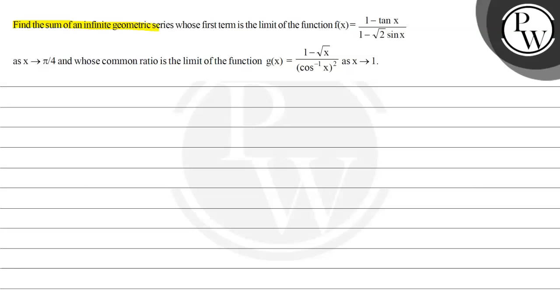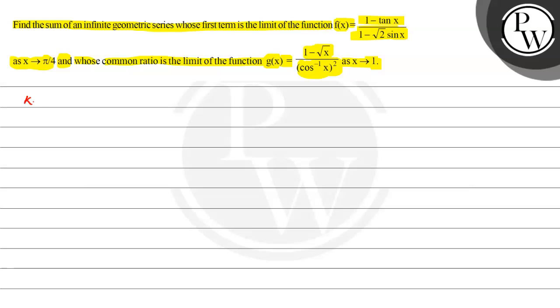Find the sum of the infinite geometric series whose first term is the limit of the function f(x) which is equal to (1 minus tan x) divided by (1 minus root 2 times sin x) as x goes to pi by 4, and whose common ratio is the limit of the function g(x) which is equal to (1 minus square root x) divided by (cos inverse x squared) as x goes to 1.